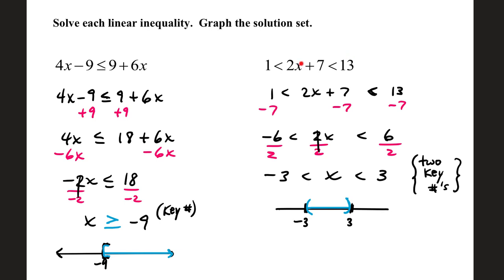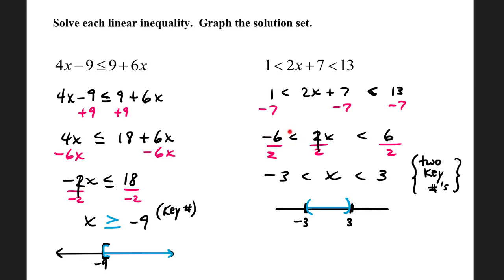When you go to solve that part of it, you subtract 7. Just now uncover, you should subtract 7 in all 3 parts. 1 minus 7 is negative 6, less than 2x plus 7 minus 7, that leaves 2x in the middle, and then 13 minus 7 leaves 6 on the right.